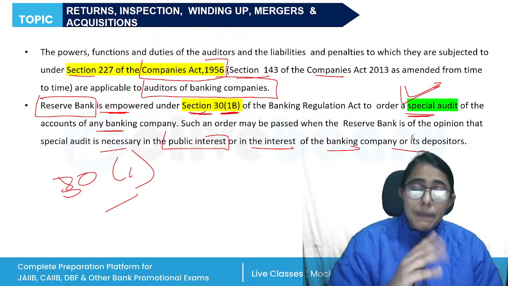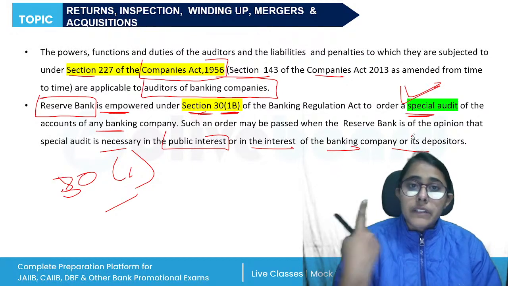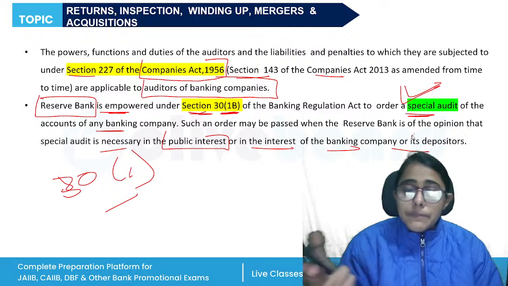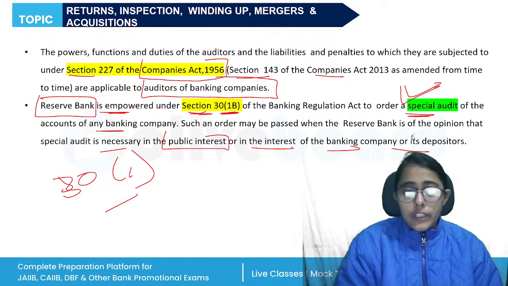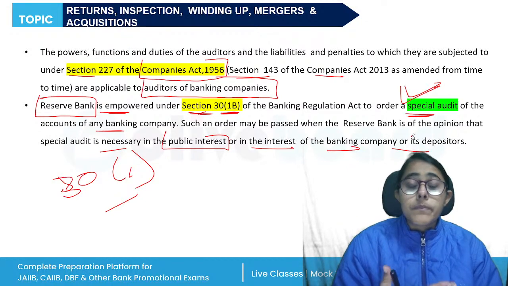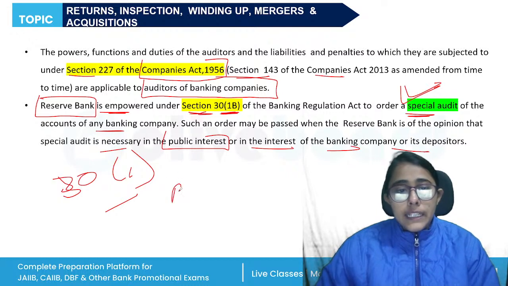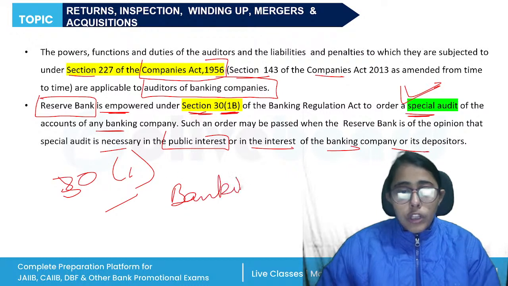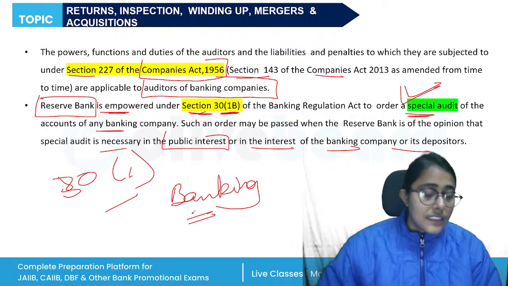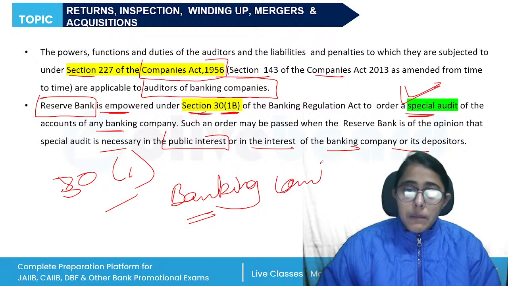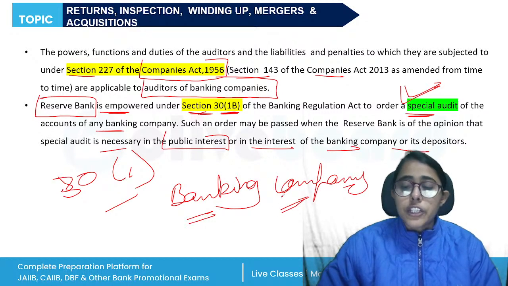And all the expenses, this was asked in the previous year question as well, all the expenses in relation to the special audit will have to be borne by whom? Borne by the banking company. So all the charges, all the expenses will come under the banking company. All right, this is regarding the special audit.